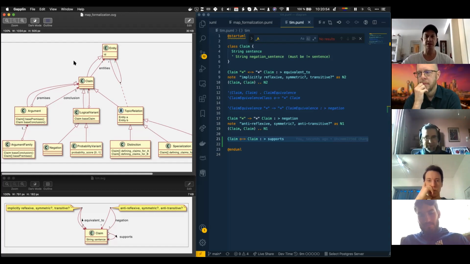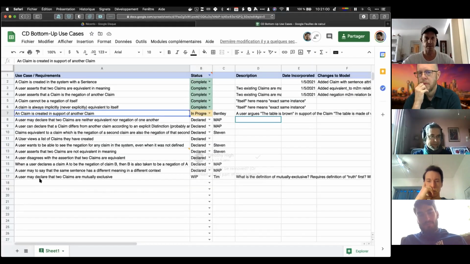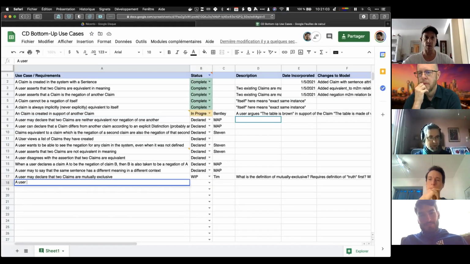That might be an interesting one to go for now, which would be another user, or a claim, I guess it doesn't have to be a user. A claim is created in opposition. A claim is created to oppose. Maybe Timothy, you write yours, and I write my version, and we'll discuss afterwards. I'm thinking out loud. And write instead: a user denies that.